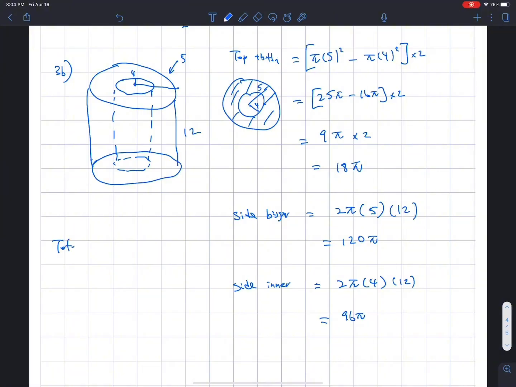So now the total surface area is going to be the top and bottom, which is 18 pi, plus the side of the bigger one, or the outside one, which is 120, and the side area of the inner one, 96. 18 plus 120 plus 96, we get 234. This is 234 pi centimeters square. And that's it for question 3.